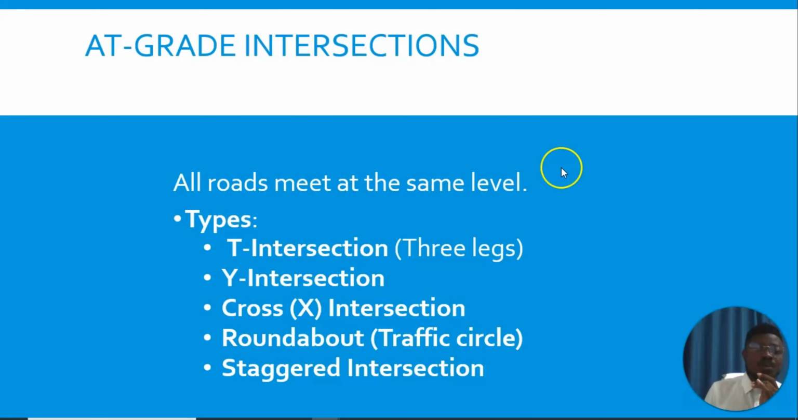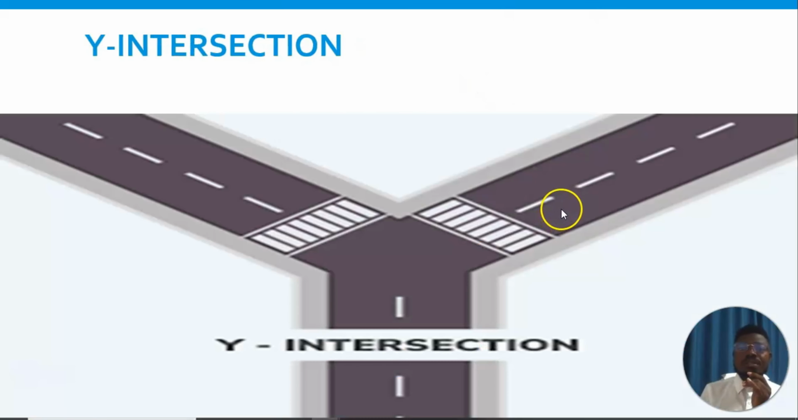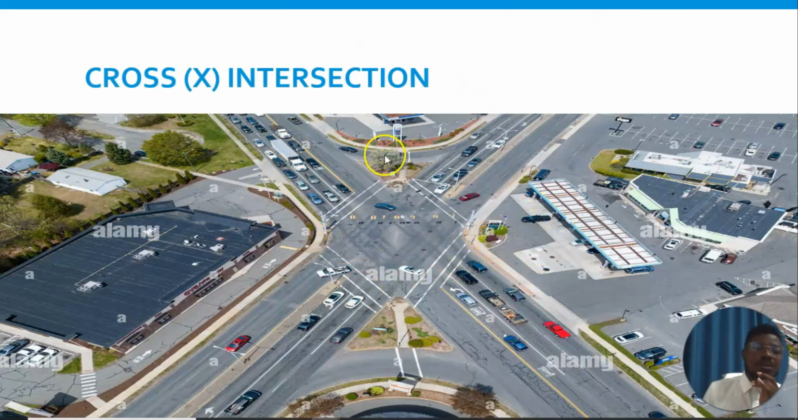So we have the next one, which is the cross, which most of the time we also call the four-way intersection. This is when two roads cross each other, forming maybe an X, or sometimes forming a plus sign. And this is an example of a cross X intersection.